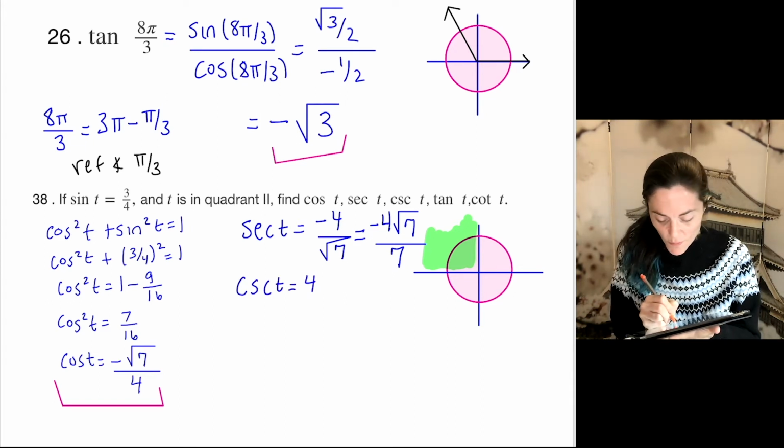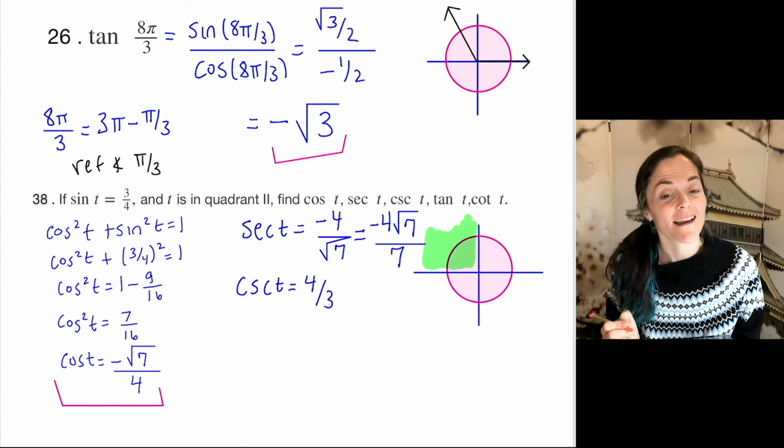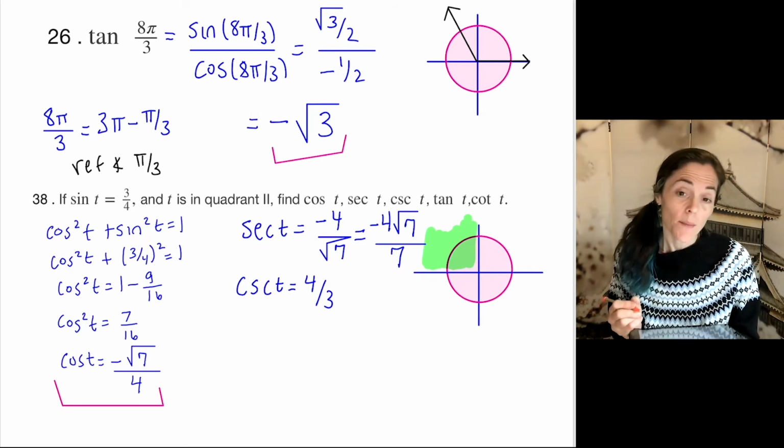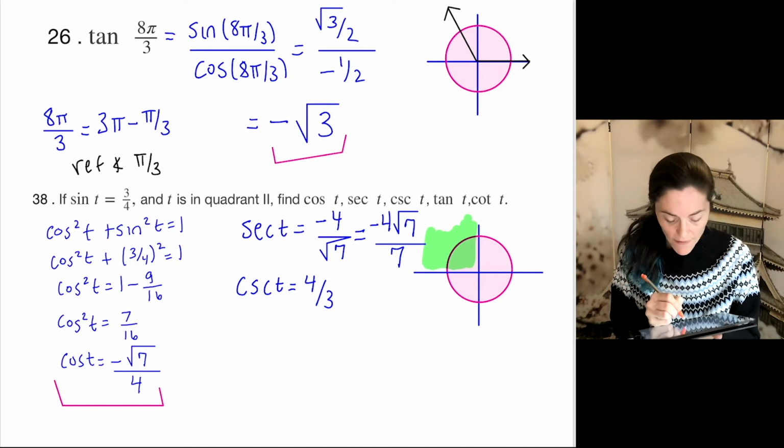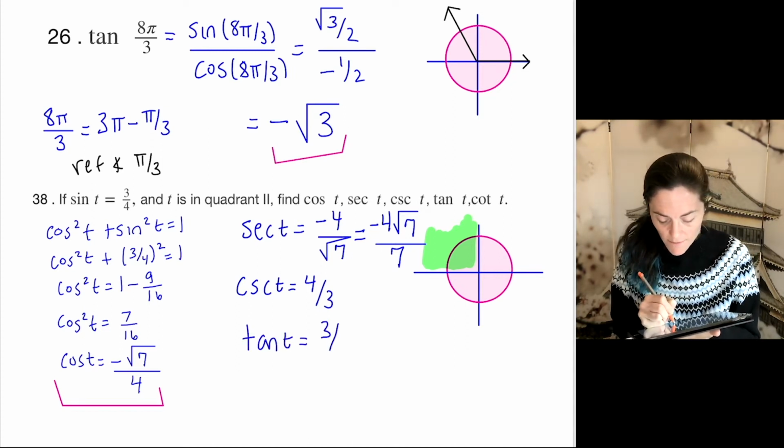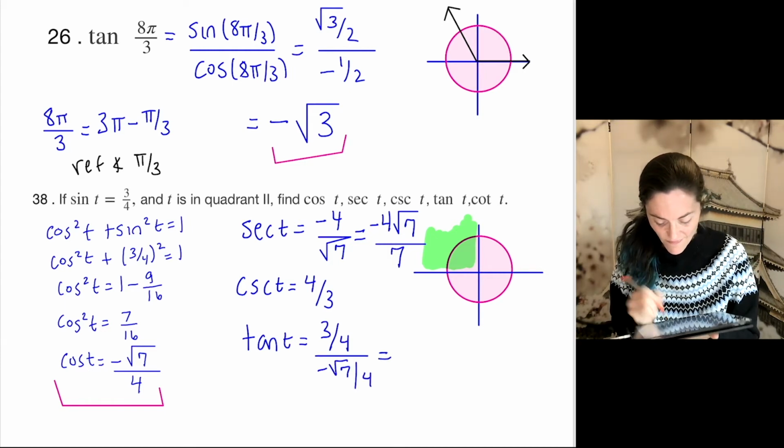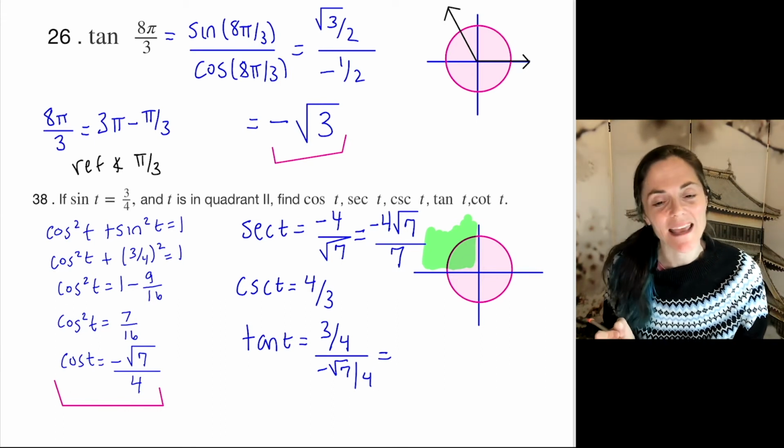This is 4/3. This was 1 over sine t, and we're given the sine. But now we have 2 more. We have the tangent of t. This is sine divided by cosine. What happens when you invert and multiply here?